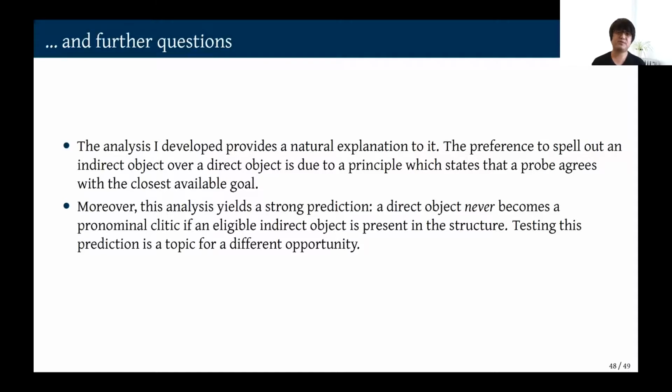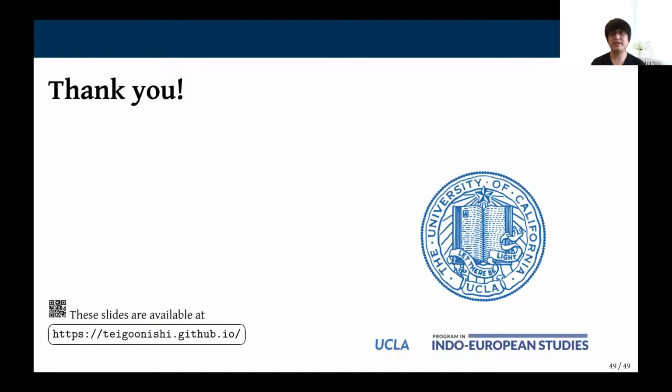The preference to spell out an indirect object over a direct object is due to a principle which states that a probe agrees with the closest available goal. And moreover, this analysis yields a strong prediction. That is, a direct object never becomes a pronominal clitic if an eligible indirect object is present in the structure. But testing this prediction is a topic for a different opportunity. And thank you very much for your attention.